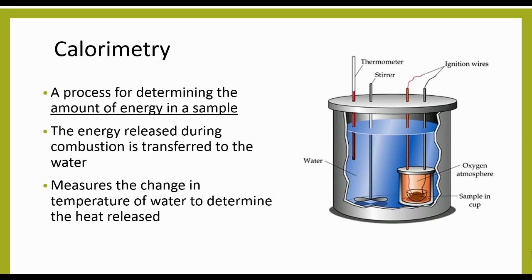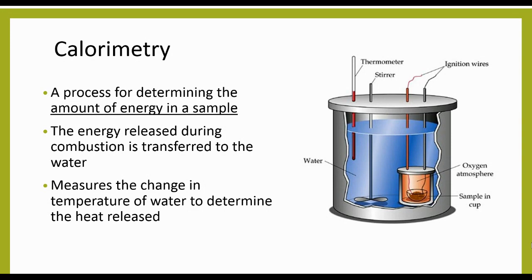So in this process, we have a contraption, like that picture, that is called a calorimeter. A calorimeter is a very well insulated container. And inside that container, we have water. We usually also have a thermometer and then something to circulate the water so that it makes a nice even temperature all throughout the water. We don't get any hot spots or cold spots.